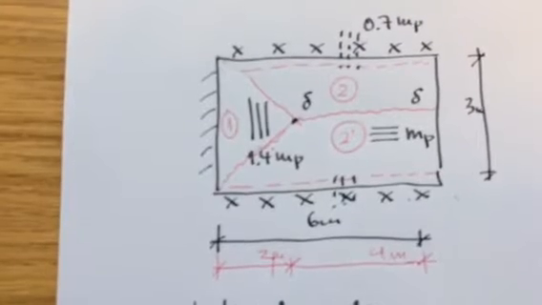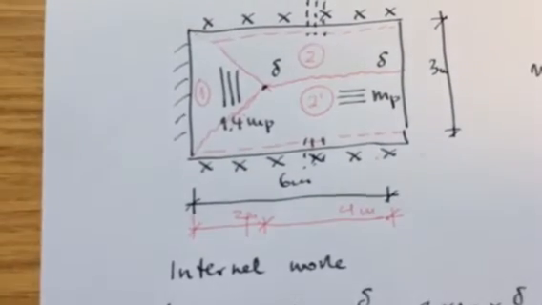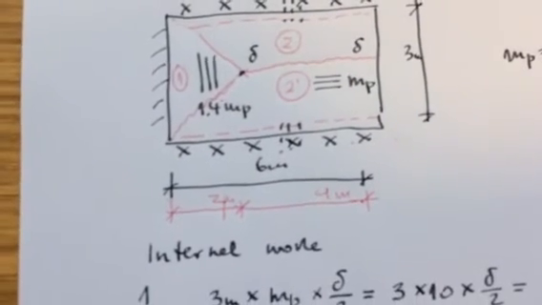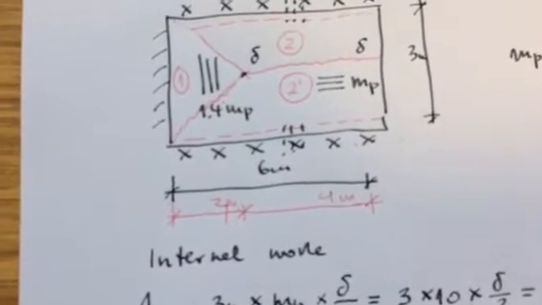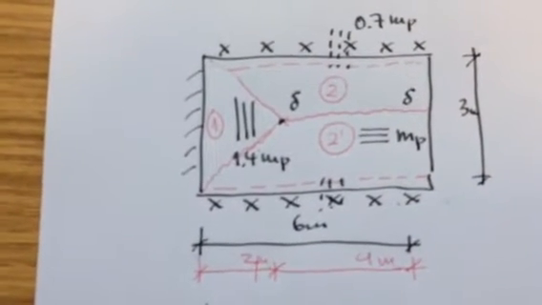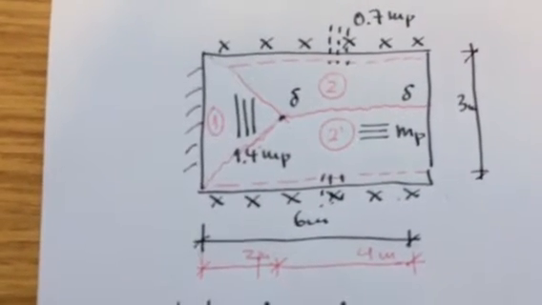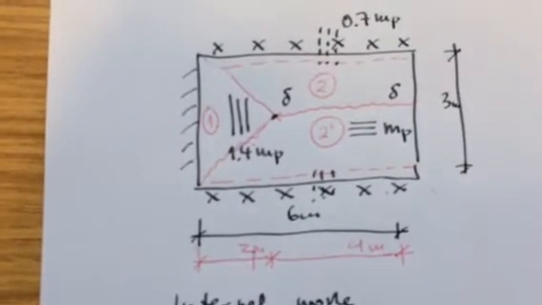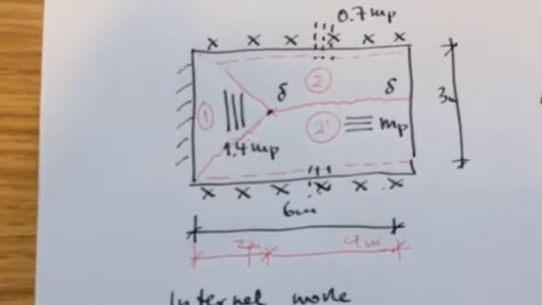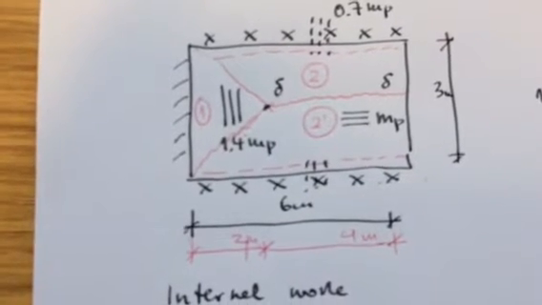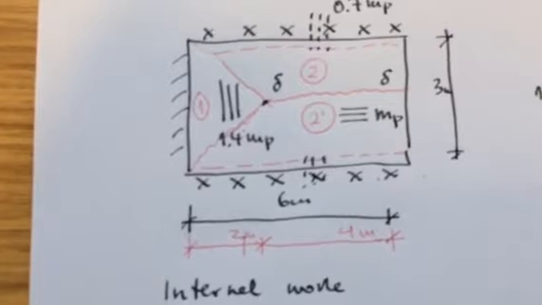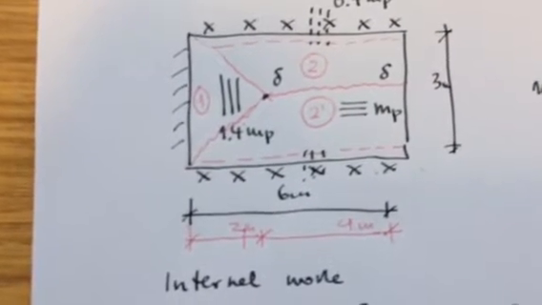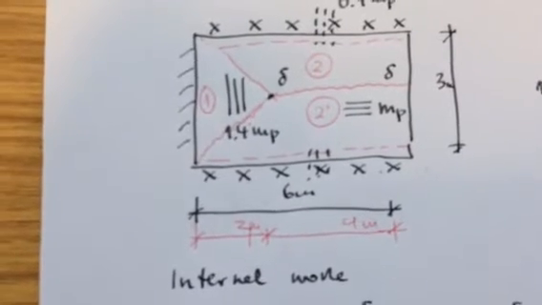For element 2, internal work will be for the positive or sagging yield line. The length of projection is 6 meters. The moment of resistance is 1.4 MP, and the angle of rotation is delta divided by 1.5 meters. So this is 6 times 1.4 times 10 times delta over 1.5, 56 delta.